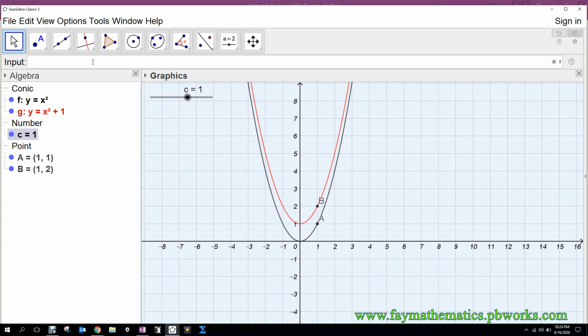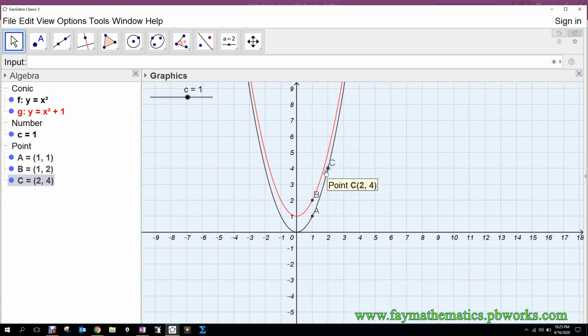Let's go x being 2 and then f of 2. It gives me that point c, a point on the parent function, so it'd be (2, 4). Let's look at 2 comma g of 2. It puts that d here, which is on the red one. If I look at those, you see how they're only differing by 1. That d is 1 unit up from c because of that plus 1.